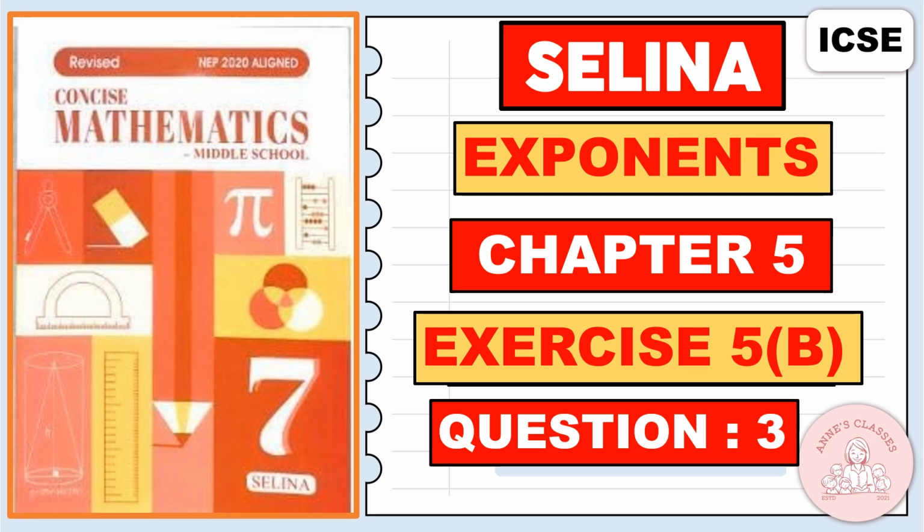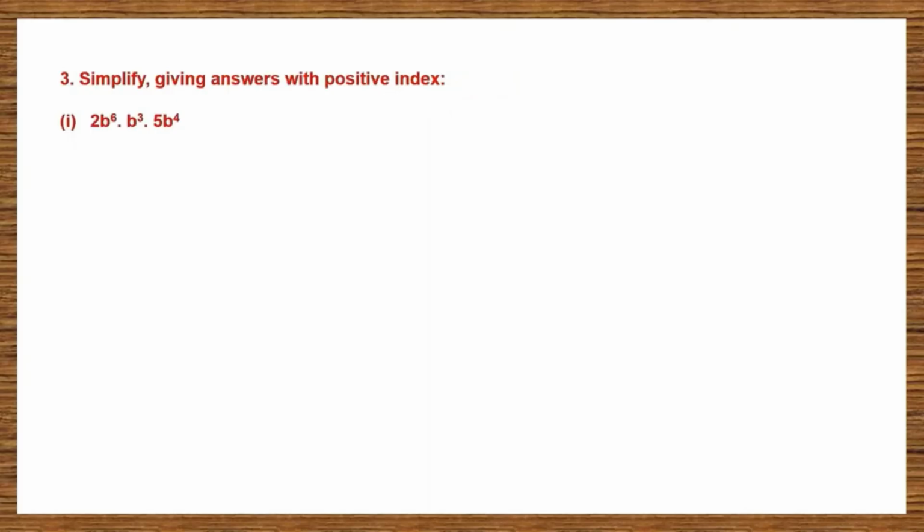Let's do exponents, chapter 5, exercise 5b. Question 3, simplify giving answers with a positive index. That means the power has to be positive.